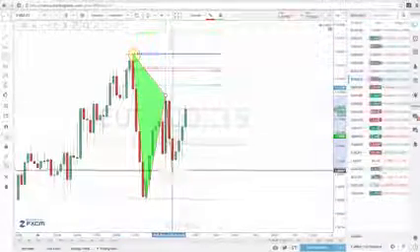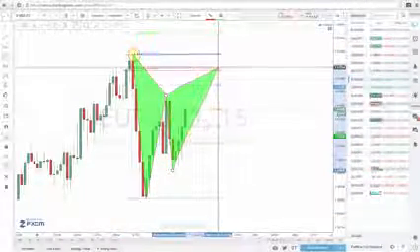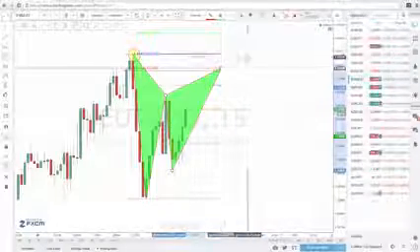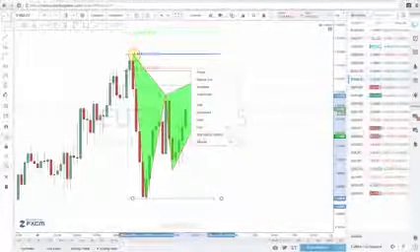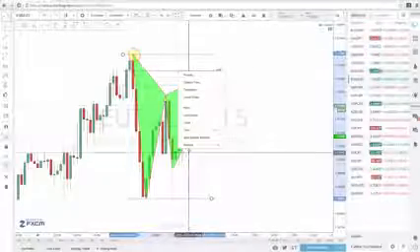So now we will draw it in with our triangle tool. X to A to B, B to C, CD completion at our 127 right up there. And we can remove these fibs to make it a little more clear.